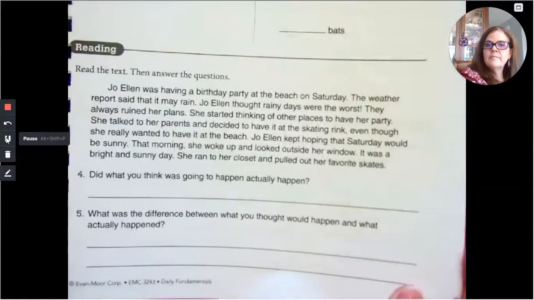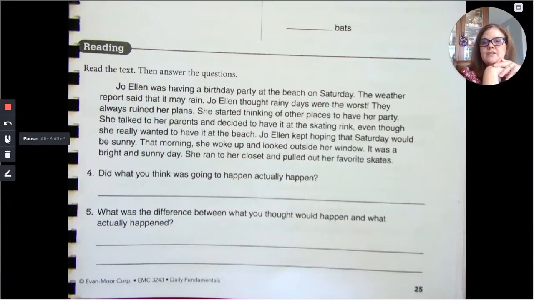And on the bottom, read the text, then answer the questions. Number 4 says, did what you think was going to happen actually happen? So it must have made us think of something when we read it. Number 5 says, what was the difference between what you thought would happen and what actually happened? So we're going to be explaining a difference. Okay, so let's read the story.